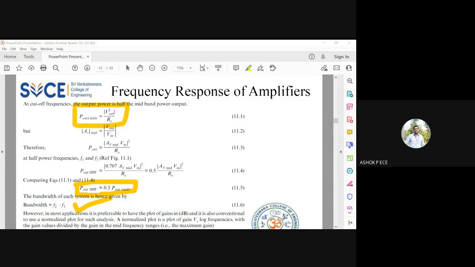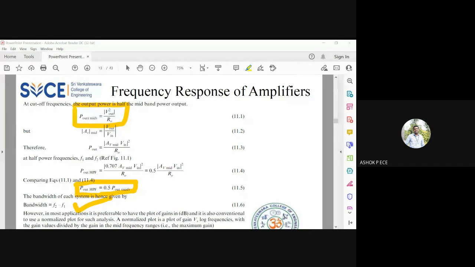And how will you find the bandwidth? You take half of the maximum value, or 1 by root 2 times the voltage value, and draw a line that is going to intersect my graph at 2 points, F1 and F2. F2 minus F1 is going to be called the bandwidth of the amplifier.